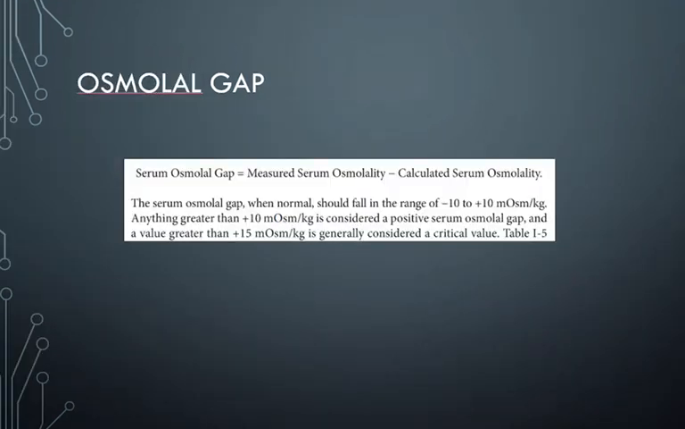Now, another thing that you normally do when you are dealing with a metabolic acidosis is the serum osmolar gap. Serum osmolar gap is the difference between the measured serum osmolality and the calculated serum osmolality. The normal serum osmolar gap should fall in the range of -10 to +10. If it is more than 10, it is considered a positive serum osmolar gap, and more than 15 is considered a critical value. How do you calculate the osmolar gap? We'll come to it once the problems are discussed.